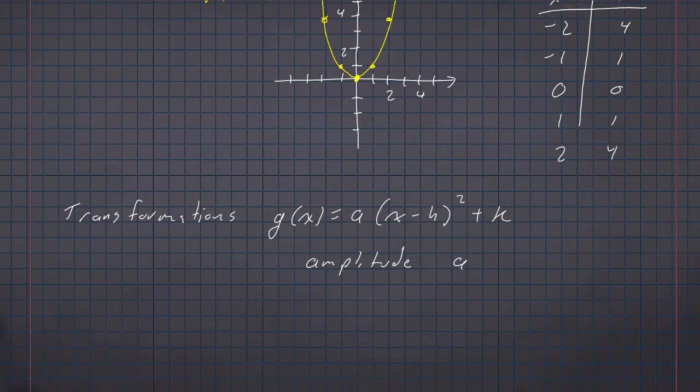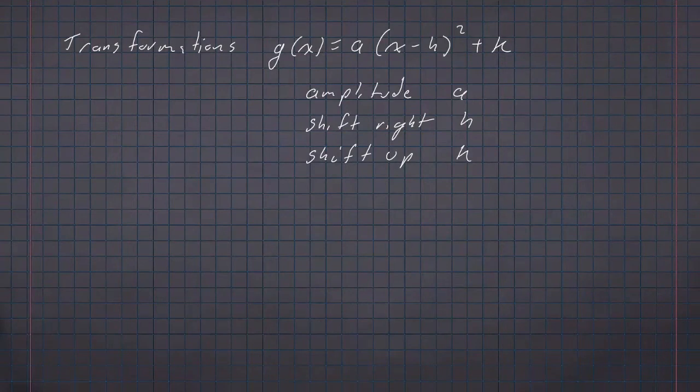All right, so this function has an amplitude of a, or a stretch factor of a. It's also been shifted to the right by h, and shifted up by k. So if we have a parabola or a function given in this form, we can apply those kinds of transformations to it in order to figure out what the new graph is going to look like.